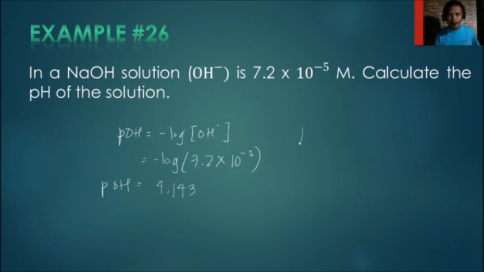Pero kailangan natin malaman is yung pH level. So, para makuha natin ang pH, 14 minus the power of the hydroxide. So, we can have 14 minus 4.143, and we can have 9.857.